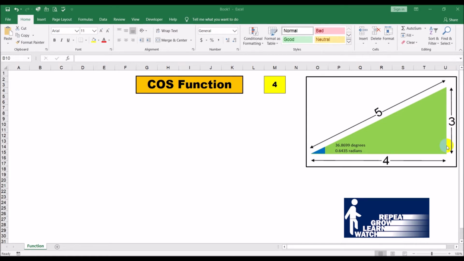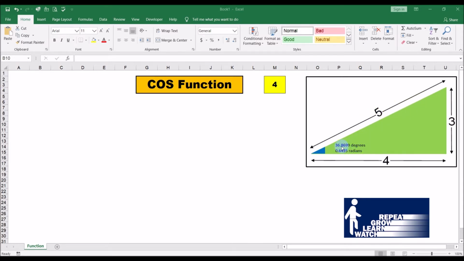Now we know from Pythagoras theorem that the square of the height added to the square of the base gives you the square of the hypotenuse. So 3 squared would be 9, 4 squared is 16, so 9 plus 16 is 25. That's the square of the hypotenuse. So take the square root of 25, that gives you 5. And that's how we know that this is 5.